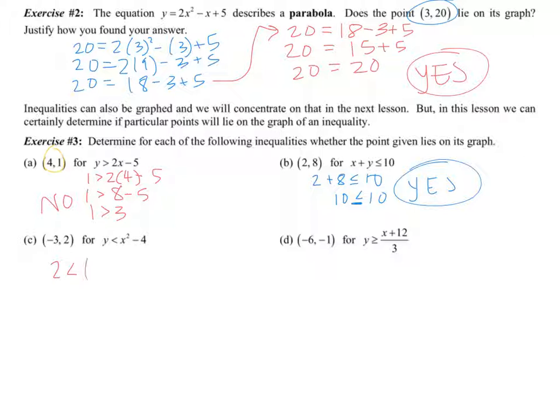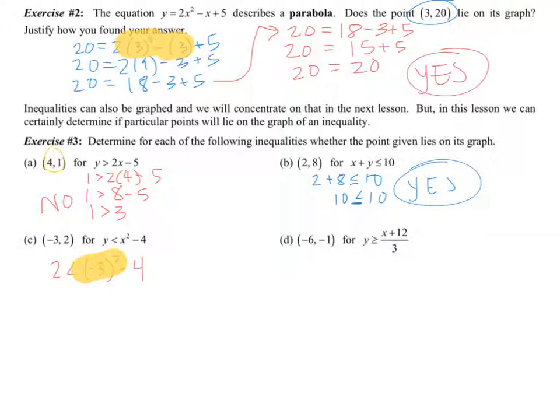Is 2 less than negative 3 squared minus 4? This is something that we have not spent a lot of time talking about, but when you put a number in for a variable, you always put it in parentheses. You'll see that I put it in parentheses up here. You'll see that I also put it in parentheses right here. So what that means is you're taking the whole thing of negative 3 and multiplying that.